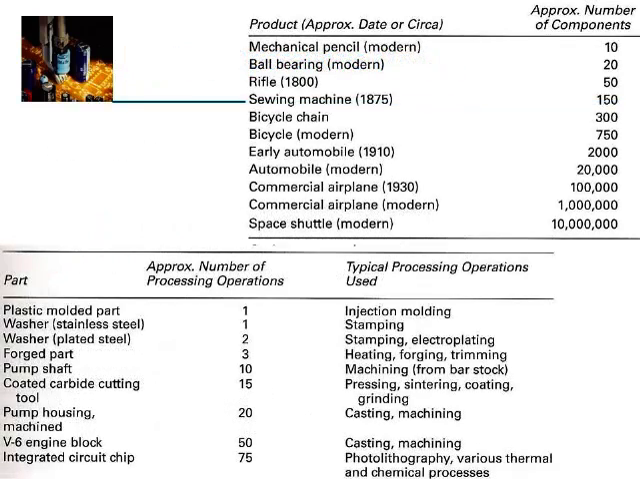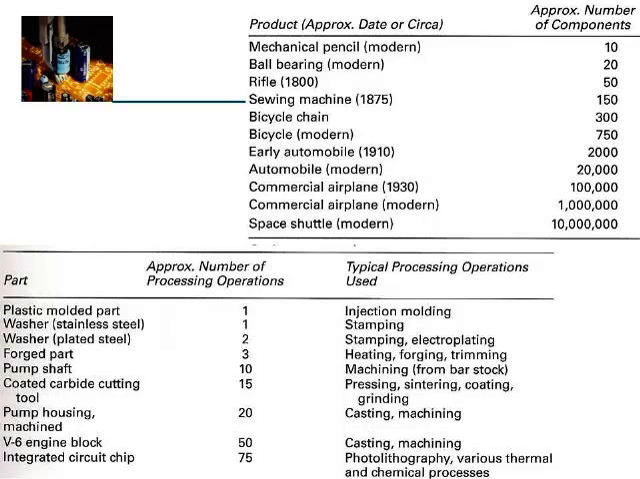Here you can see several practically available products, and the approximate total number of components each has is listed below. A mechanical pencil has approximately 10 parts. A modern ball bearing comprises 20 parts. A sewing machine comprises 150 parts. A bicycle chain comprises 300 parts. A modern automobile has around 20,000 parts. A commercial aeroplane has around 1 lakh components. A modern commercial airplane has around 10 lakh components. A space shuttle has around 1 crore components.